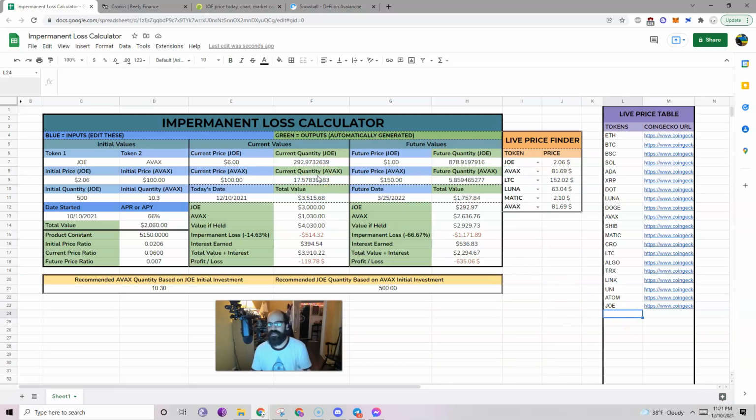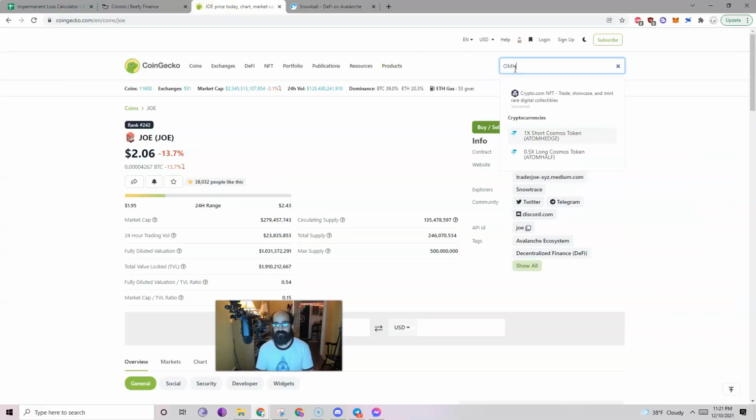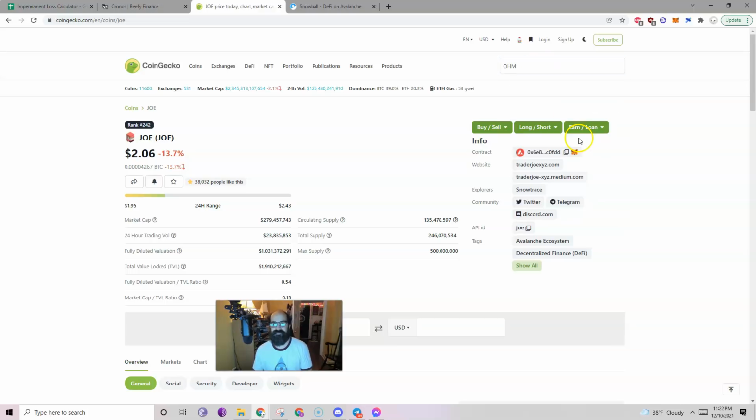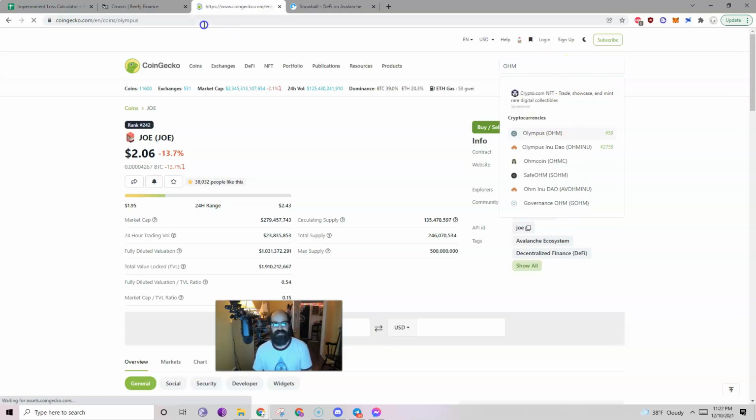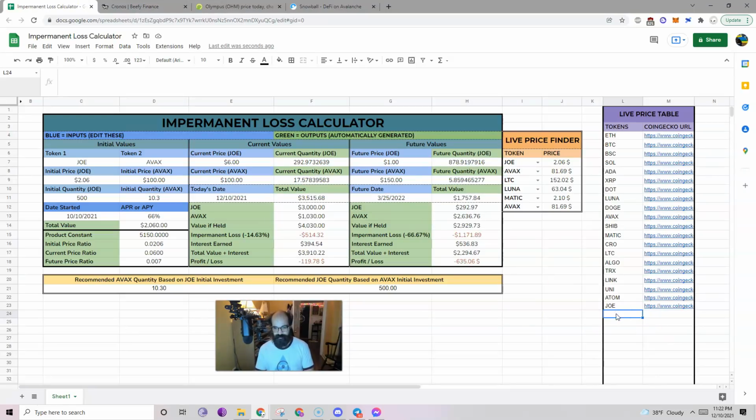So let's just add Olympus DAO, for example. We'll type it in and click on it. It's 59th, good for them. We'll snag this URL, and paste that URL there. And now, if we change this to OHM, we'll get a live price. Look at that. How cool is that? Okay, so let's get back to this.